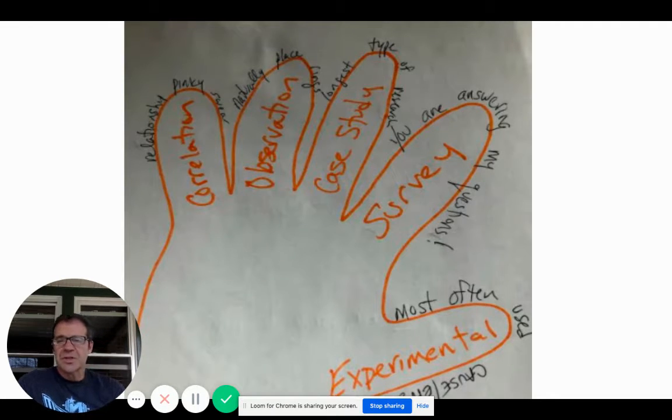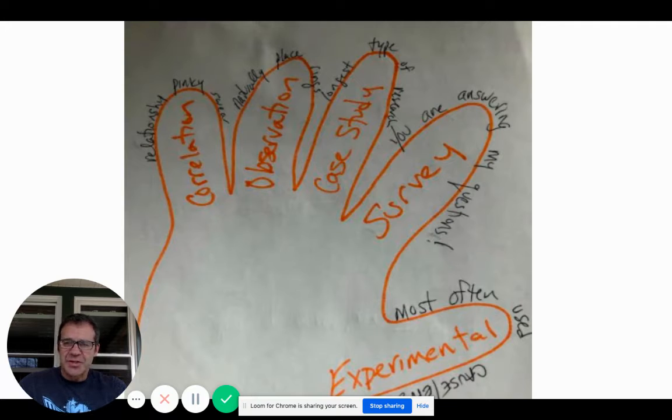The middle finger is pretty easy. It's not because case studies are bad or anything. It's because they take a long time. And unless maybe your hand is kind of weird, I think for most people the middle finger is the longest. And a case study is the longest type of research. So that's why I put it there. And then thirdly, we have what's called naturalistic observation.